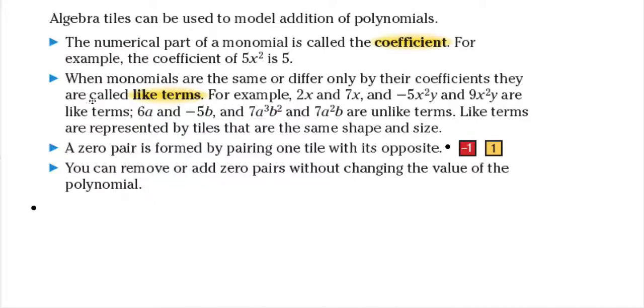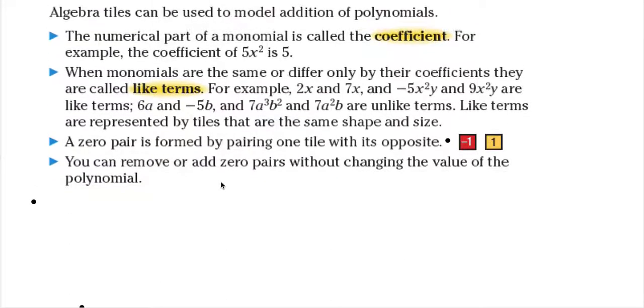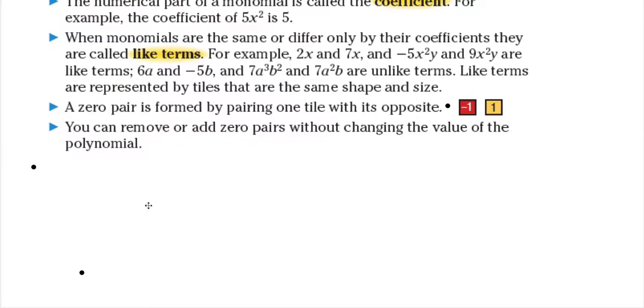So we are now given 4 guidelines. The first one is defining what a coefficient is, which is the numerical part of the monomial. The second guideline is knowing what like terms and unlike terms are. The third guideline is knowing what zero pairs are, and finally, when you remove zero pairs, you will not change the value of the polynomial. Now, how do we use these to be able to add polynomials?